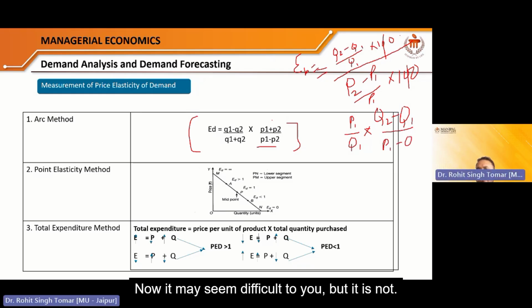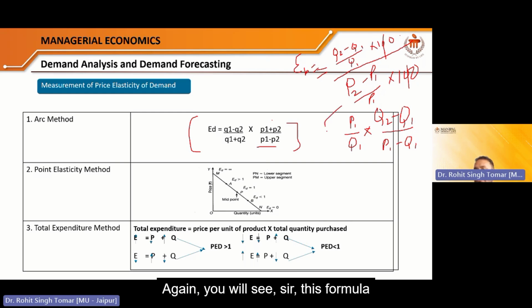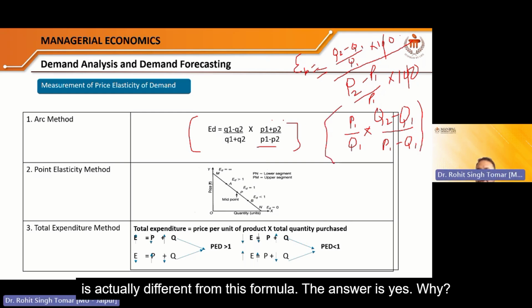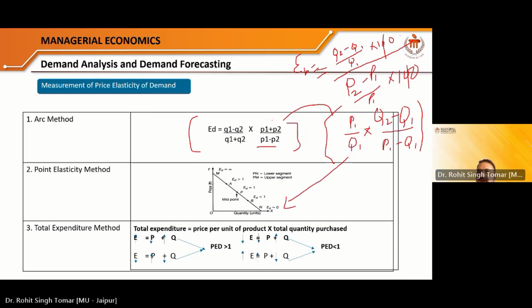Now this may seem difficult to you, but it is not. When you write down its numerical, when you do the numerical, you will find it easy. Now, what do you see now? Again, you will say, sir, this formula is actually different from that formula. The answer is yes. Why? Because this formula is of the point elasticity. What is the point elasticity?